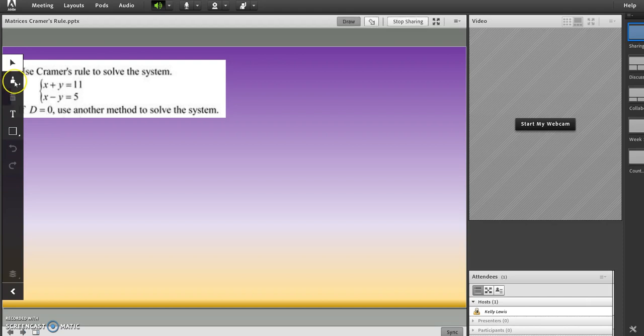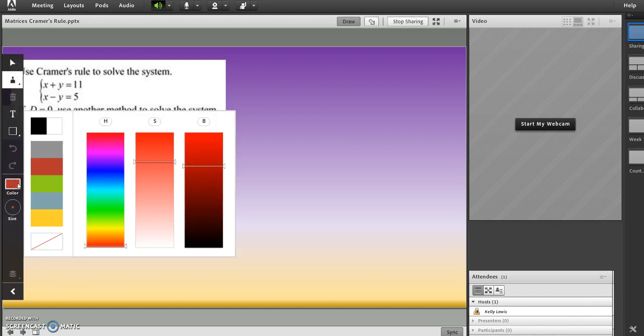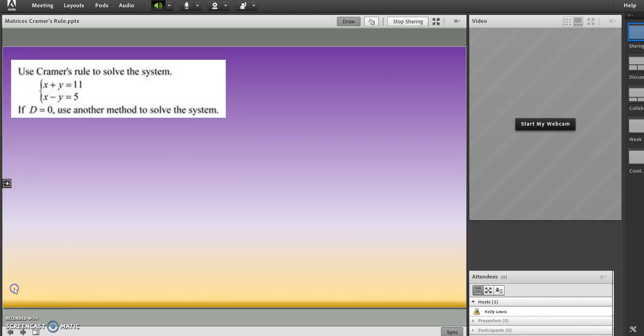Okay, so the first step is to write the system of equations as a matrix. So here we are. We have 1, 1, 11. Then we have 1, negative 1, 5. All right, we did that. Step 2 was write D, which was the x and y. So this is the x column with the x variables, this is the y column with the y variables, and this was the equal column. That's where I'm getting this stuff.